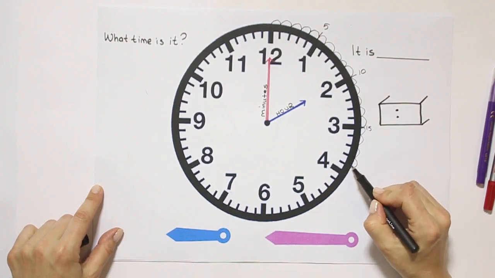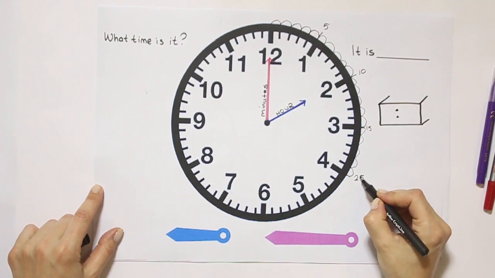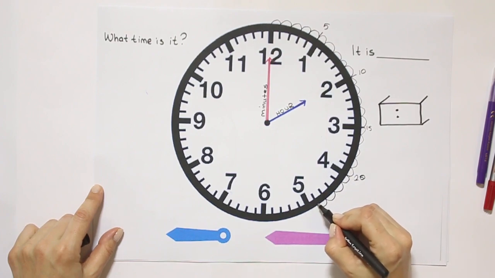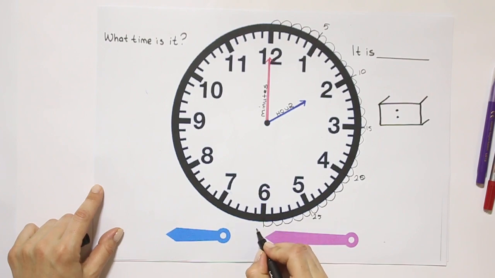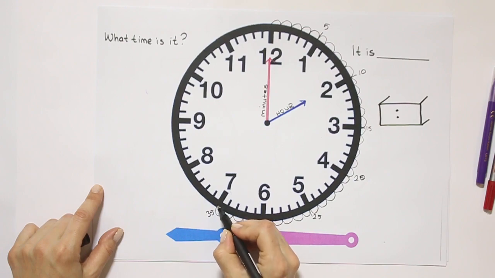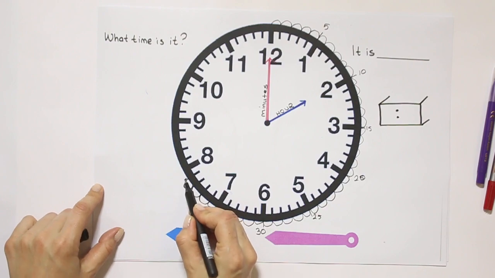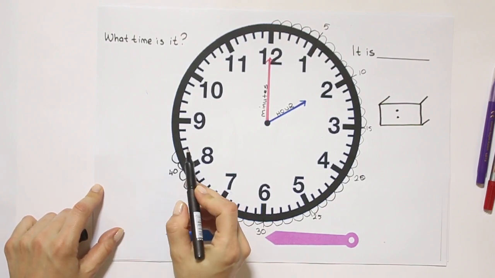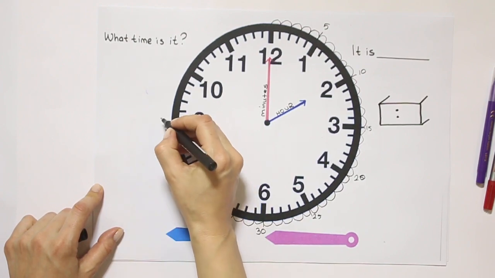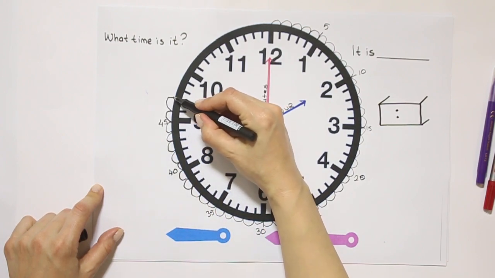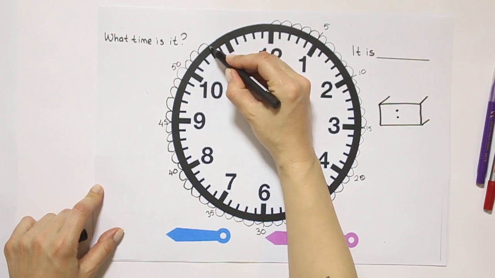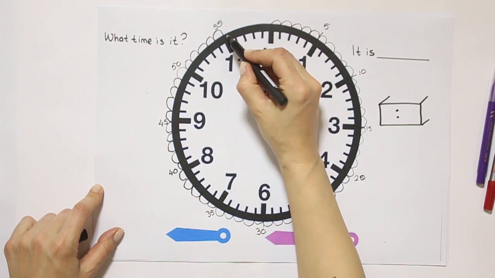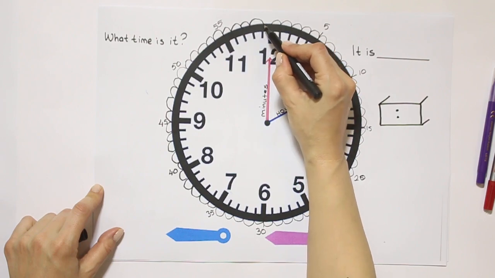16, 17, 18, 19, 20, 21, 22, 23, 24, 25, 26, 27, 28, 29, 30, 31, 32, 33, 34, 35, 36, 37, 38, 39, 40, 41, 42, 43, 44, 45, 46, 47, 48, 49, 50, 51, 52, 53, 54, 55, 56, 57, 58, 59, 60.